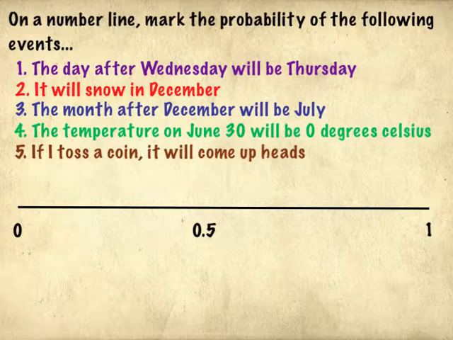So here's an example. On a number line, mark the probability of the following events. The day after Wednesday will be Thursday. It will snow in December. The month after December will be July. The temperature on June 30th will be 0 degrees Celsius. If I toss a coin, it will come up heads. So just pause the video for a sec and see if you can figure out where each probability should go on this number line.